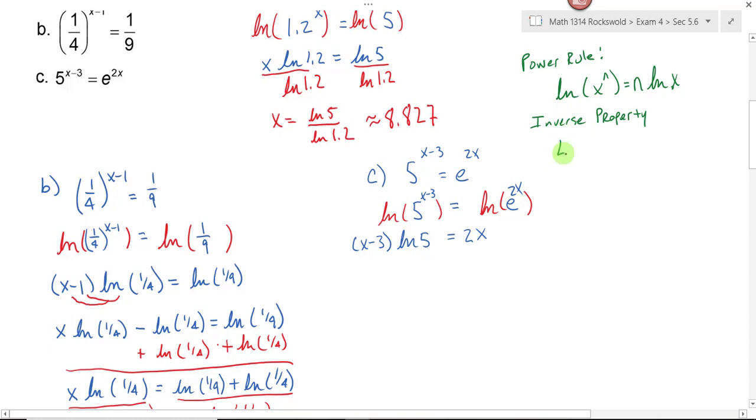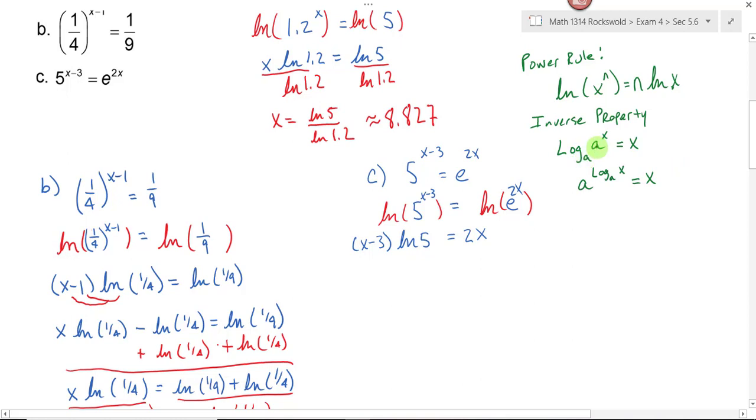The inverse property says if you have a log base a of a raised to a power of x, that's going to be equal to x. And if you have a raised to a log base a of x, that's going to be equal to x as well. And we're going to use this inverse property quite a bit. So you need to have this committed to memory as well.